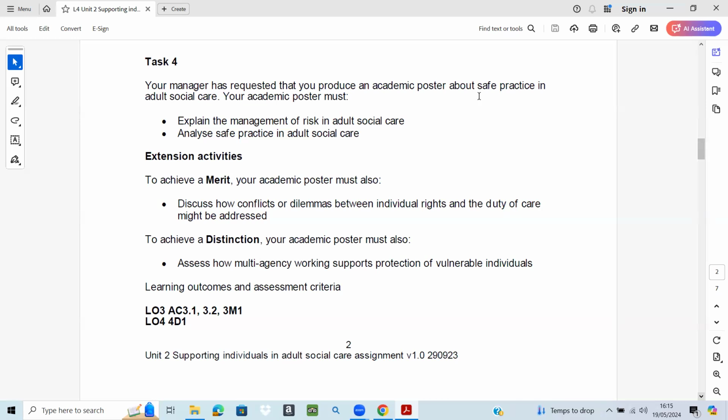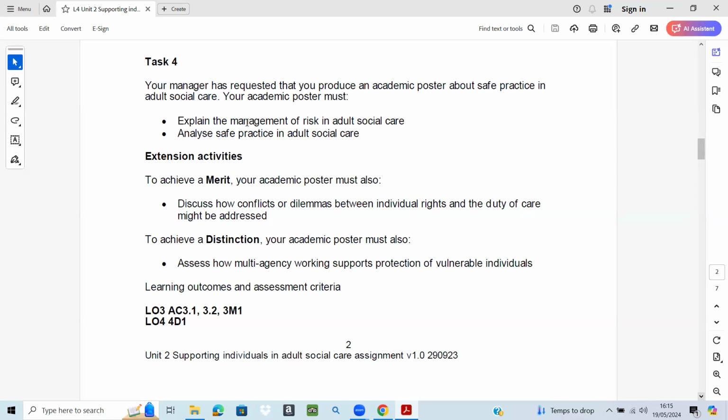Because the criteria is asking us to make a poster, make sure that we make a poster. It's not necessary that we make it professionally with the help of a graphic designer. We can do it in Microsoft Word as well. We will write the content and add some images related to safe practice in adult social care.